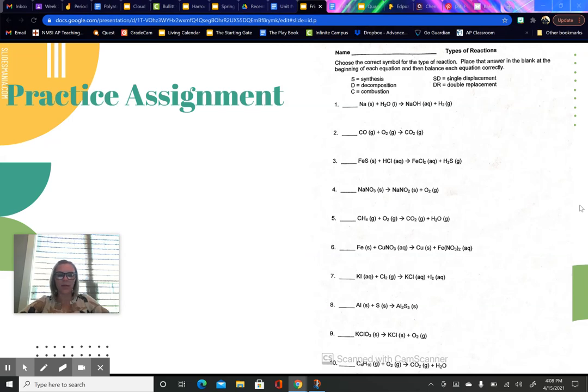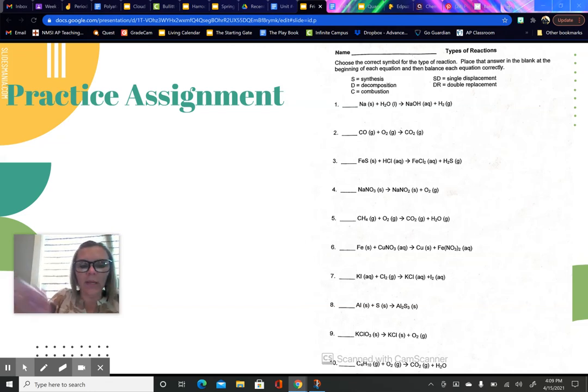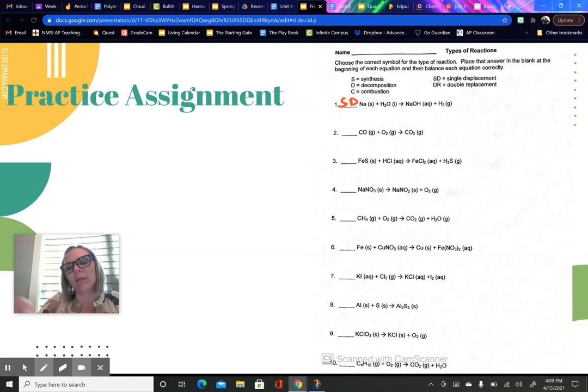All right, so very quickly, let's do this together. Since I started with an element and a compound and ended with a new compound and a new element, remember H2 is the elemental form of hydrogen, this should have been a single displacement or replacement reaction because I have a single element and a compound, and then I have a compound and an element. And if you look back at your notes, the one that will do that is a single replacement reaction or single displacement.